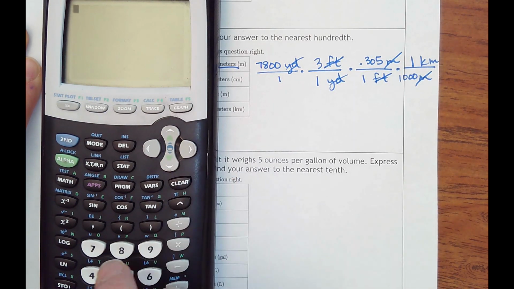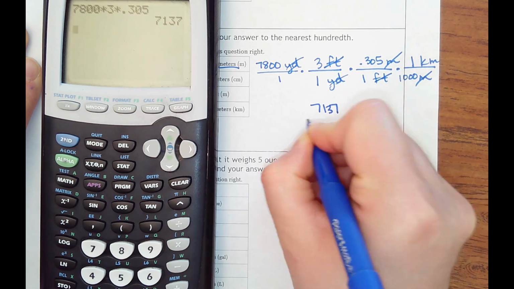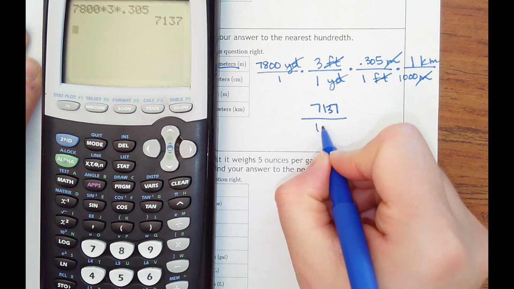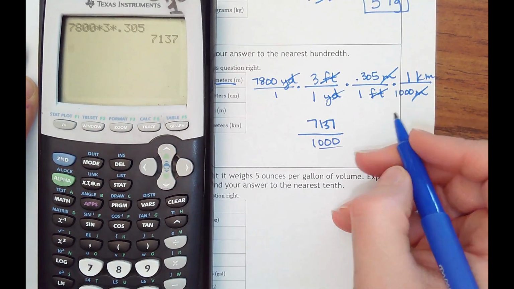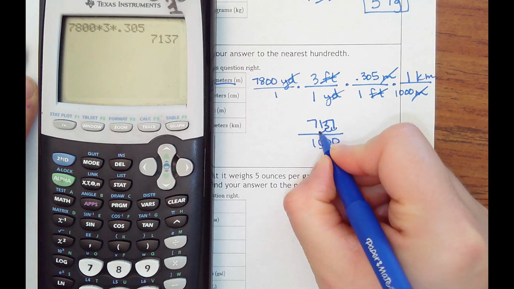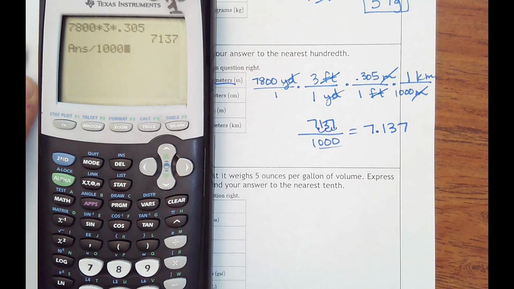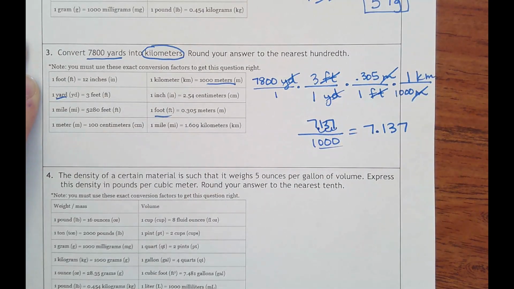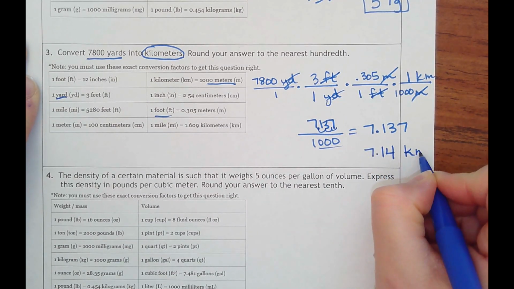7,800 times 3 times 0.305 gives 7,137. Then 1 times 1 times 1 times 1,000 is 1,000. If you know dividing by powers of 10, that's just going to move the decimal back 3 places. That's 7.137, or if you divide on your calculator, you get that as well. And it said to the nearest hundredth, so that becomes 7.14 kilometers.